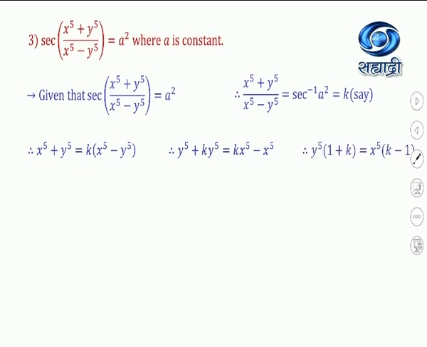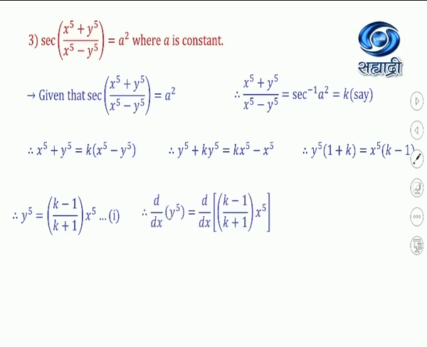And now I take y raised to 5 as common here, x raised to 5 as common here, we get this. Now you can write it this way, y raised to 5 is equal to x to the power 5 into k minus 1 upon k plus 1. Take this 1 plus k to that side, we will get this, and we denote this by equation 1. Now d by dx of y raised to 5, taking the derivative of both sides. Now d by dx of the right hand side.